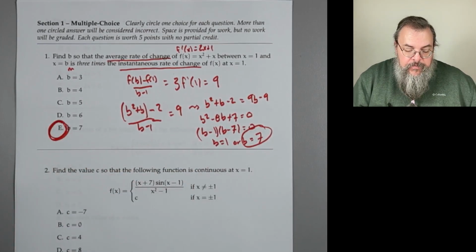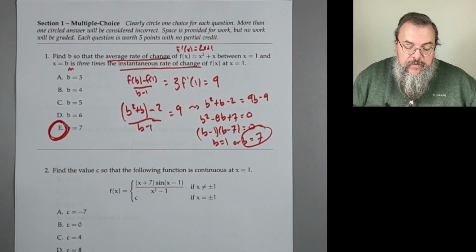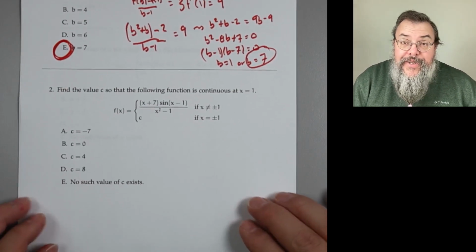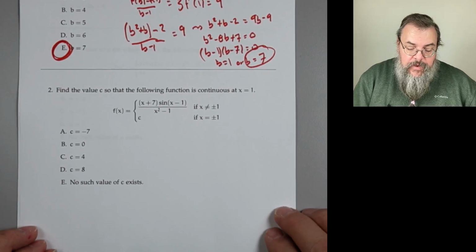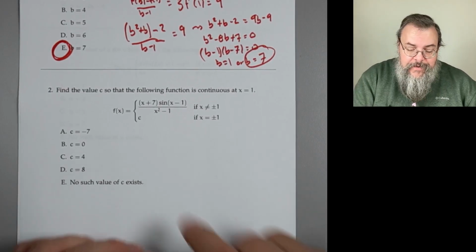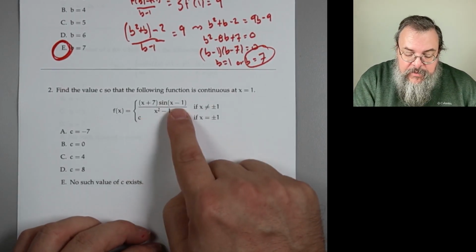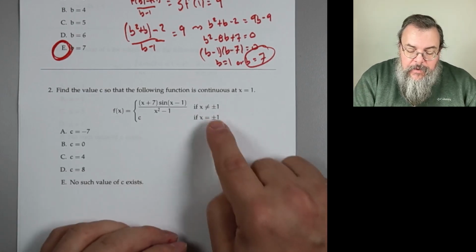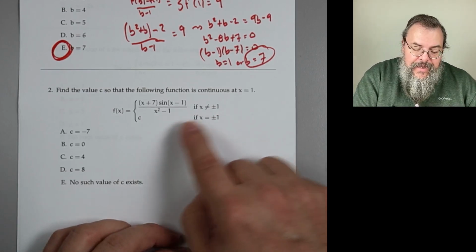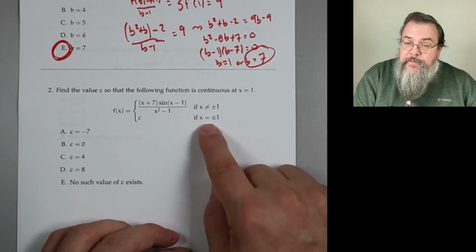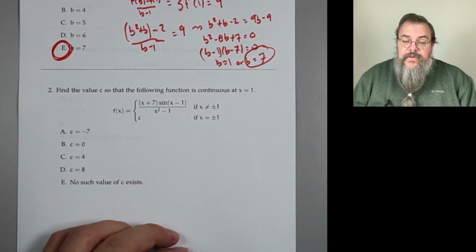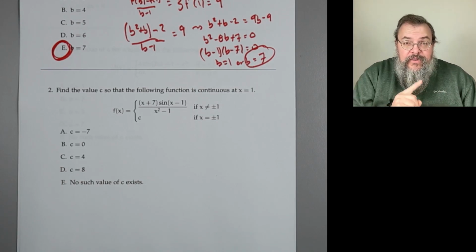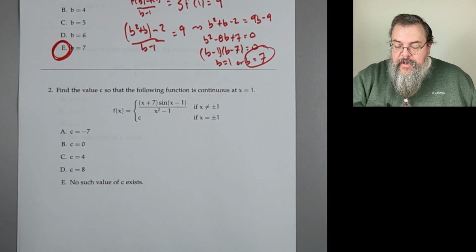All right, good. Number 2, find the value c so that the following function is continuous at x equals 1. So what do we have? We have x plus 7 sine of x minus 1 over x squared minus 1 if we are not plus or minus 1. Now why plus or minus 1? We'll get to that. And then we're some number c if we are plus or minus 1. So essentially we have two holes. One at plus 1, one at minus 1. We're fixing the hole at plus 1. We don't care about minus 1.